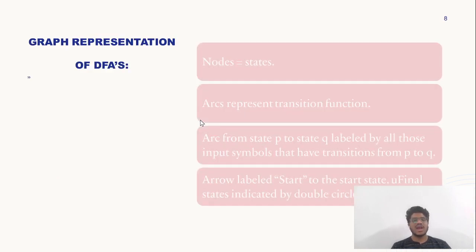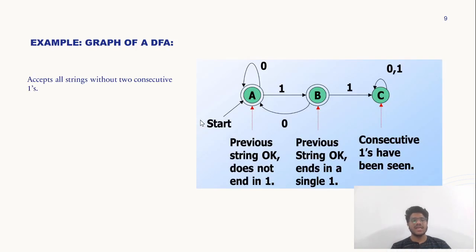Next, the graph representation of a DFA, where nodes are states and arcs represent the transition function. An arc from state P to state Q is labeled by all those input symbols that have a transition from P to Q. An arrow labeled start points to the start state, and final states are indicated by double circles. Next, the example graph of a DFA where it accepts all strings without two consecutive ones.